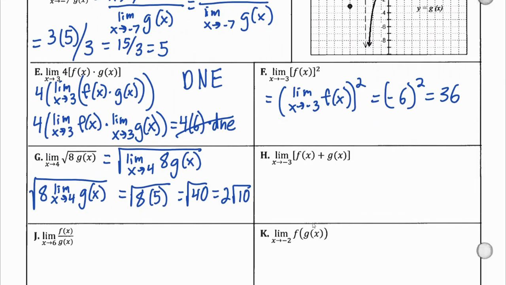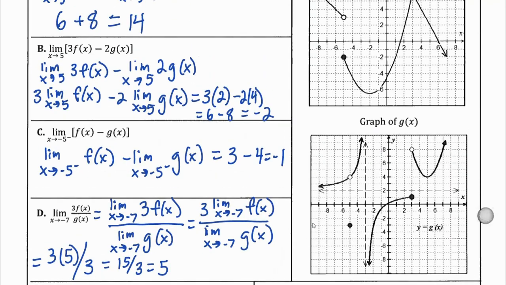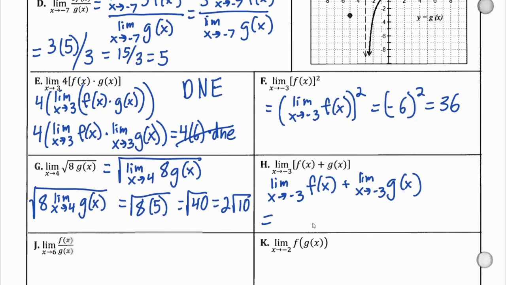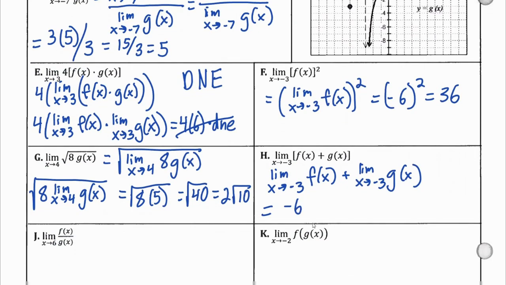Alrighty, try h on your own. So when you do h, you should get that, again, our splitting up would look like this. And we do need to include this. And then we could just go straight ahead and plug in. So when we find the limit as x approaches negative 3 of f of x, we get negative 6. And for g of x, we actually don't have a limit there. So we'd get negative 6, but then we have plus something that does not exist, which is going to make the whole thing does not exist.